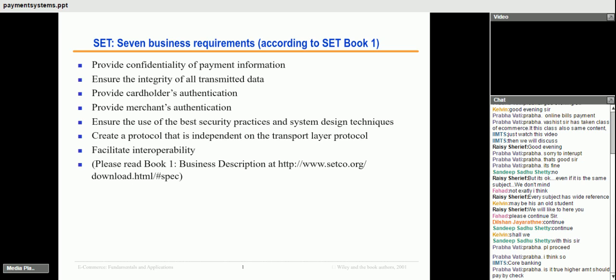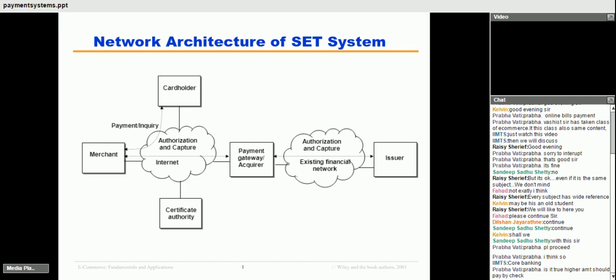Then what are the 7 business requirements? Provide confidentiality of payment information, ensure the integrity of all transmitted data, provide cardholder authentication, provide merchant authentication, ensure the use of best security practices and system design techniques, create a protocol that is independent of the transport layer protocol, and facilitate interoperability. That is the 7 business requirements.